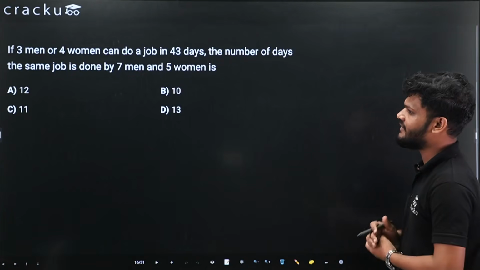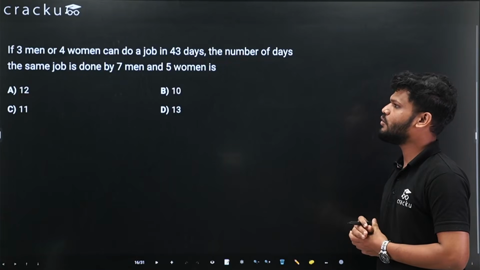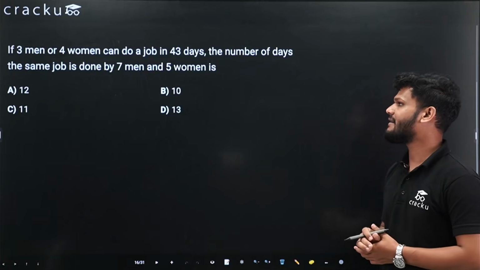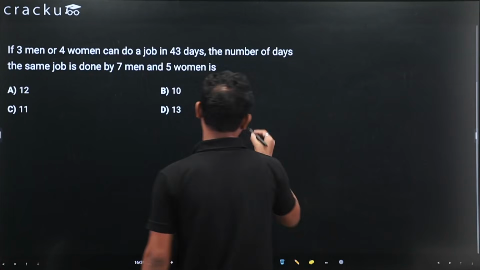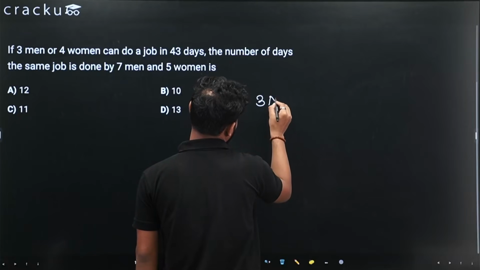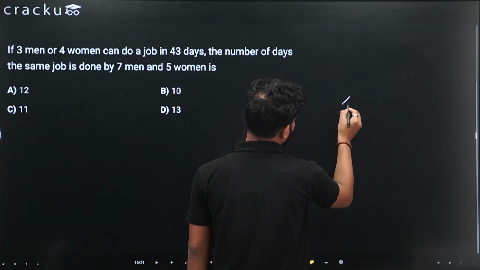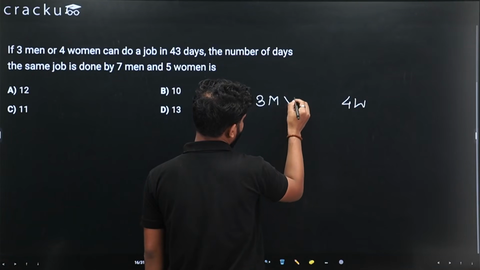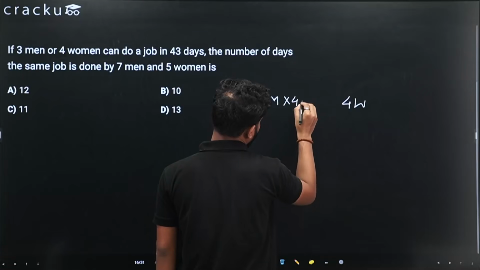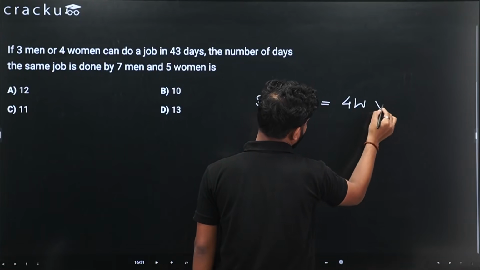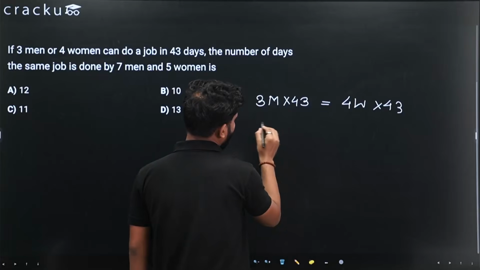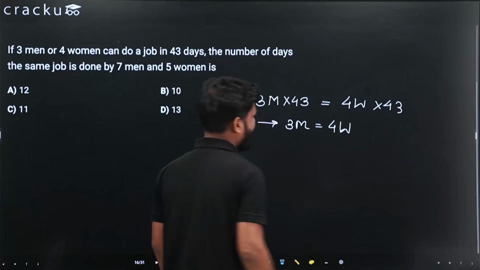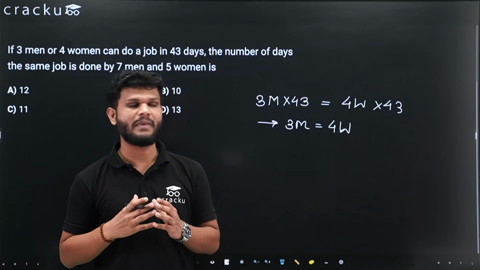In this question we are asked, if 3 men or 4 women can do a job in 43 days, the number of days the same job is done by 7 men and 5 women is what? So we are given 3 men, let us say 3M, or 4 women, let us say 4W, can do the job in 43 days. So 3 men into 43 is equal to 4W into 43, or I can say 3M is equal to 4W, where M and W are the efficiencies of man and woman.